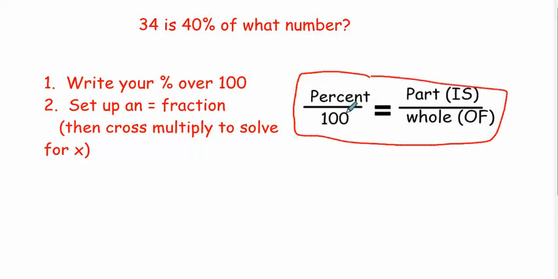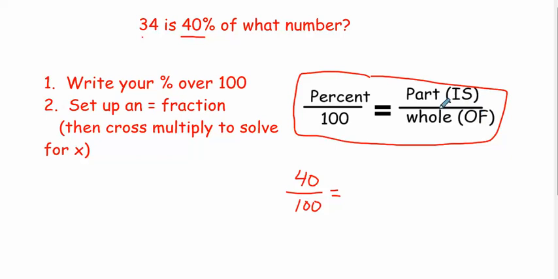All right, so here's my problem here. 34 is 40% of what number? So always start off with your percent over 100. So my percent is 40. That means 40% means 40 out of 100. That's your percent. Always put your percent over 100. Equals is over of, or your part over your whole.